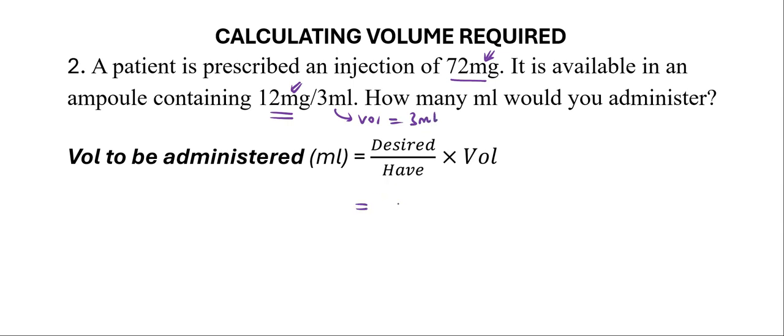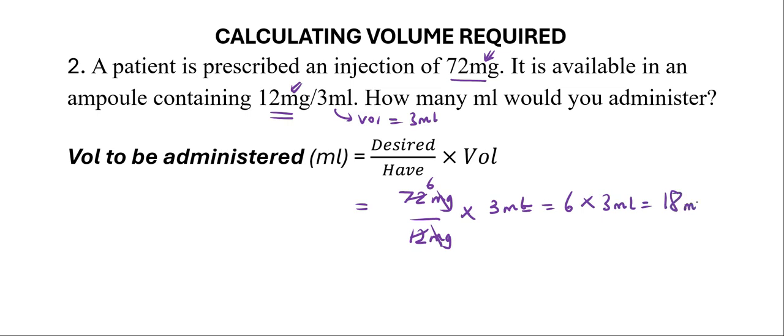So by substitution, the volume to be administered will be the desired 72 milligrams out of 12 milligrams multiplied by the volume of 3 milliliters. The units will cancel out. 12 goes into 72 6 times. So 6 multiplied by 3 milliliters will be 18 milliliters as the volume to be administered.